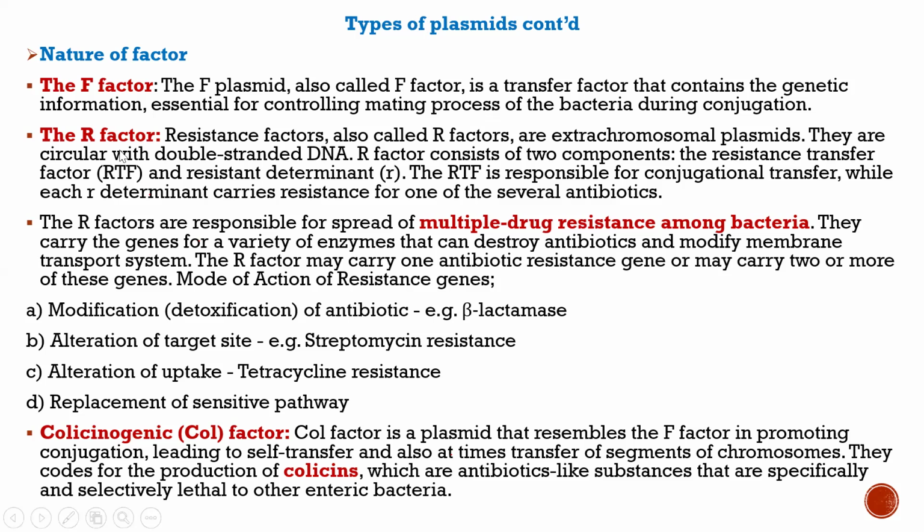And when a plasmid contains what we call the R factor, which is the resistance factor, they are circular with double-stranded DNA, and they consist of two components: the resistance transfer factor, RTF, and the resistance determinant, which is denoted with a small letter r. The RTF is responsible for conjugational transfer, while the r determinant, the resistance determinant, carries resistance for one of several antibiotics.